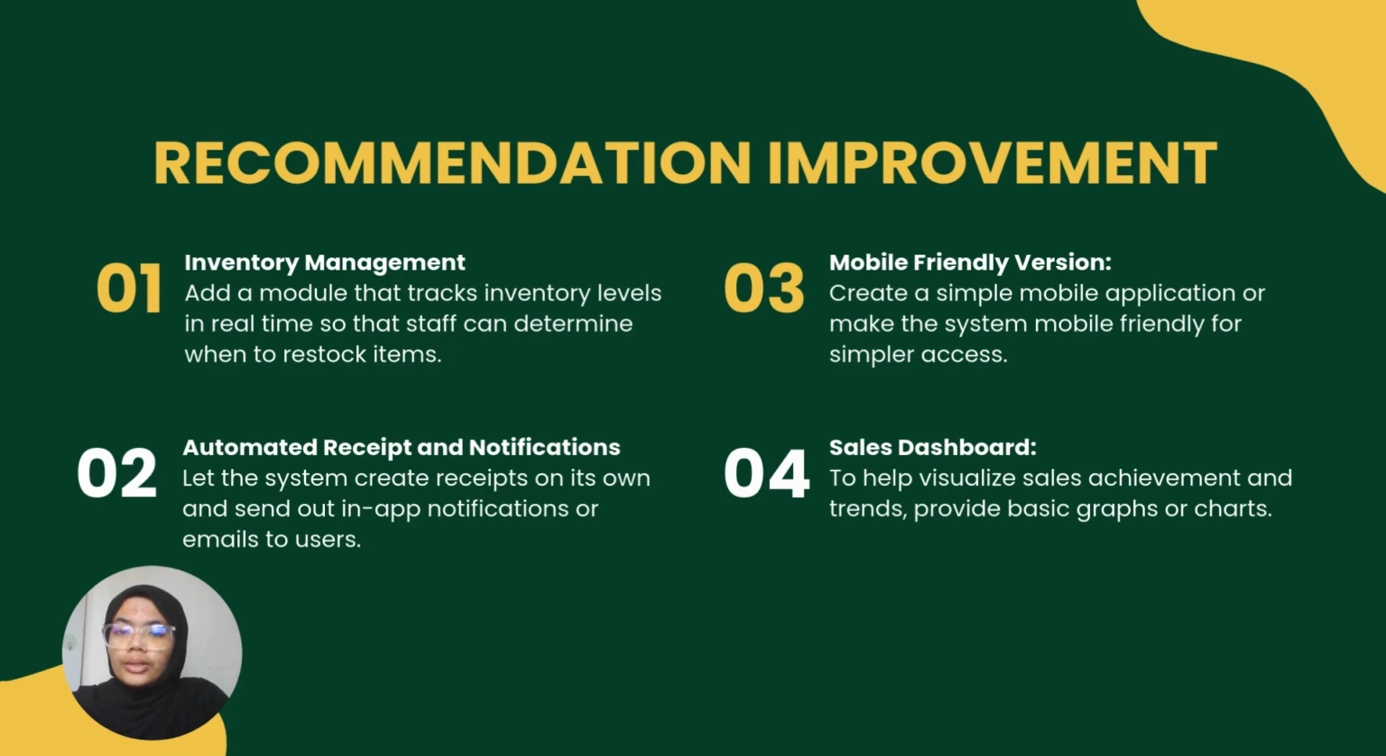Last but not least is the recommendation improvement for our system. First is the inventory management. We have to add a module that tracks inventory levels in real time so that the staff can determine when to stock items. Second is automated receipt and notification. We have to let the system create receipts on its own and send out in-app notification or email to users. Third is mobile-friendly version. We have to create a simple mobile application or make the system mobile-friendly for simpler access. Fourth is sales dashboard. It is to help visualize sales achievement and trends, provide basic graphs or charts.